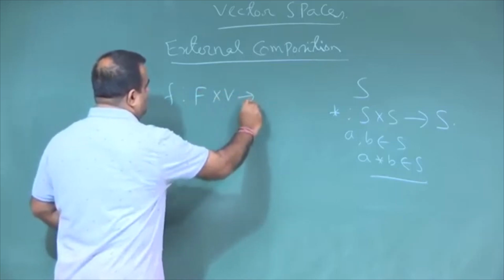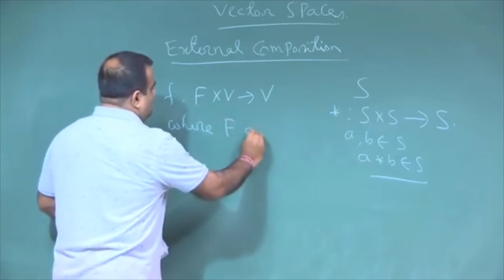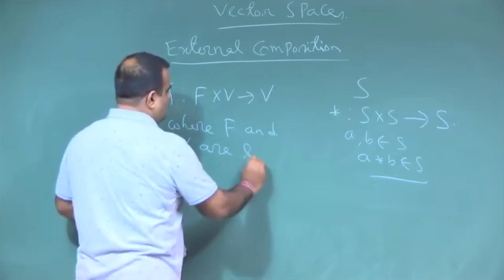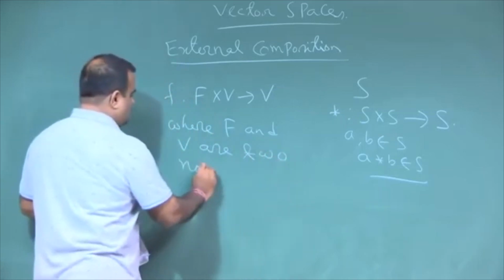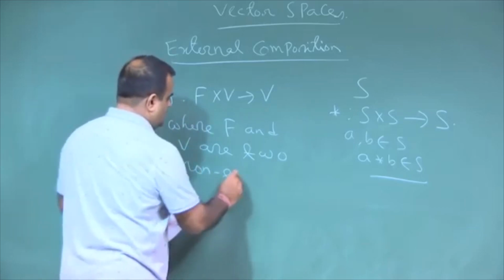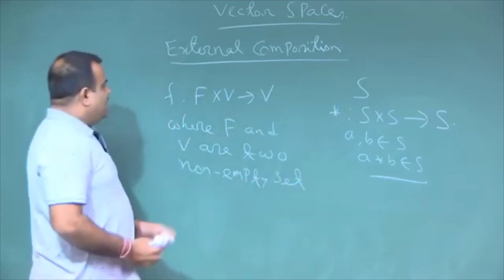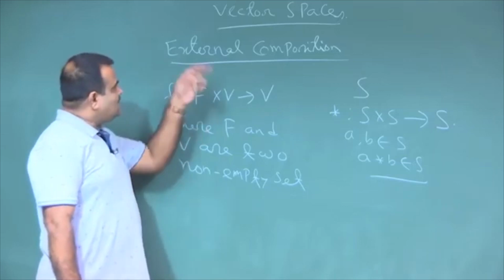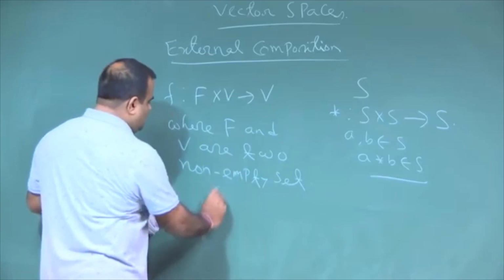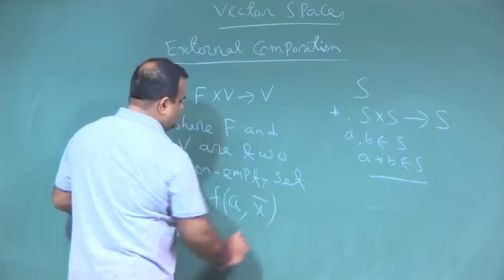if we have a function like f cross v to v, where f and v are two non-empty sets, then this type of function is called an external composition. That means we take two elements, one from f and another one from v. So, we can write it like this.